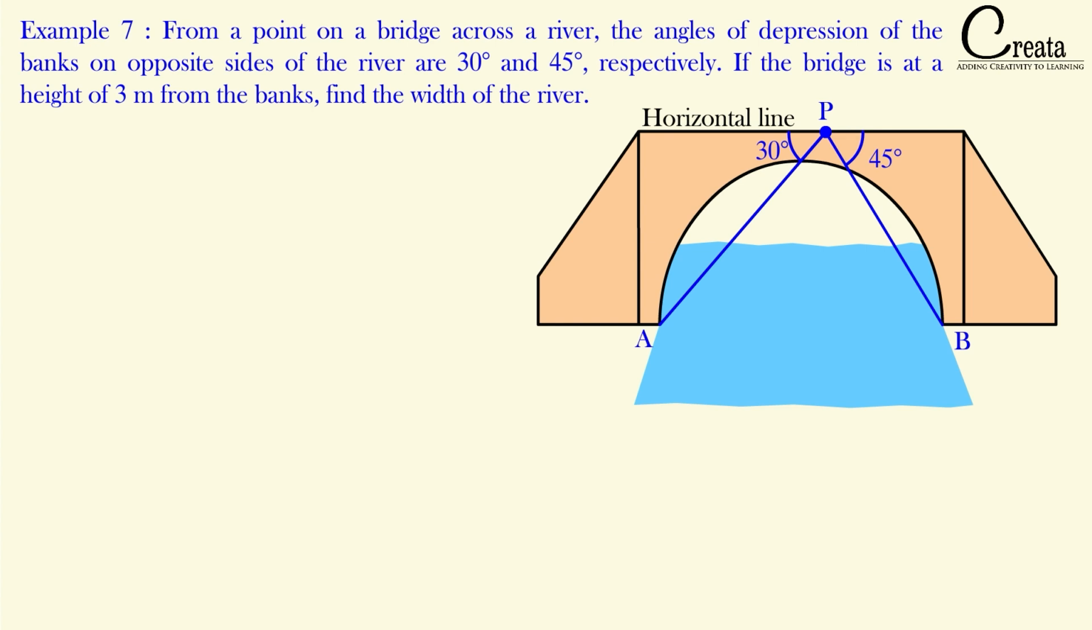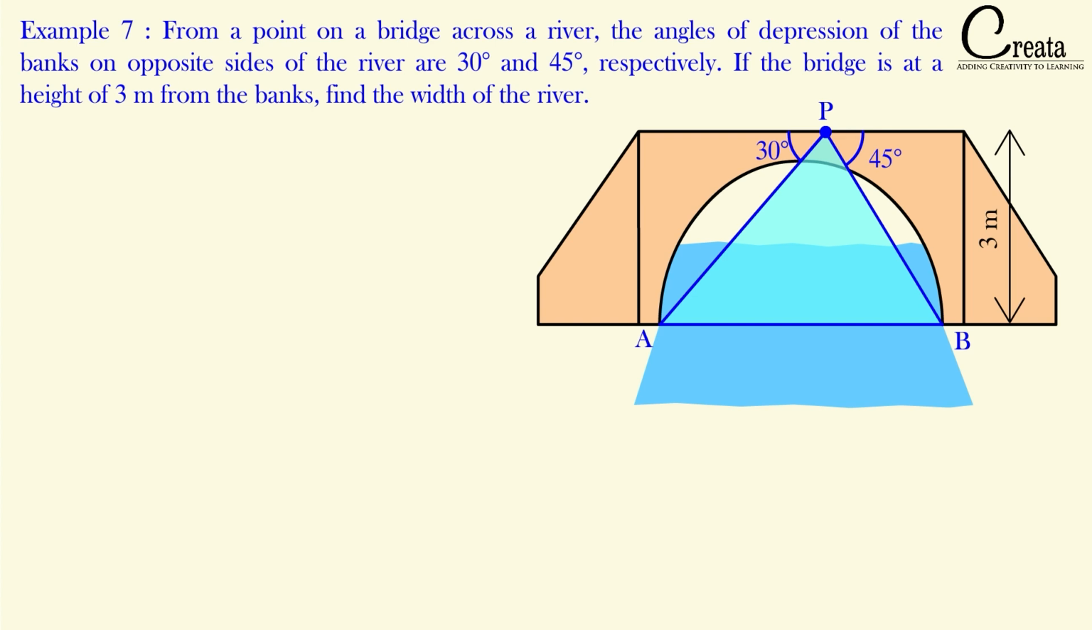So don't confuse. Further in the question, the height is given as 3 meters. That is this height, the height of the bridge is given as 3 meters. And we have to find the width of the river. It means we have to find the distance AB, that is the width of the river. So this is the scenario given in the question. Are you able to observe a triangle in the given figure, the triangle PAB? Is this triangle a right angle triangle or not?